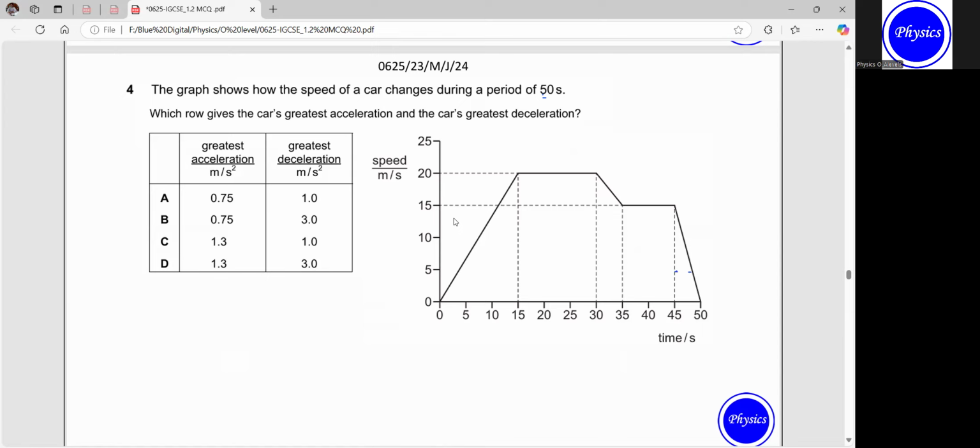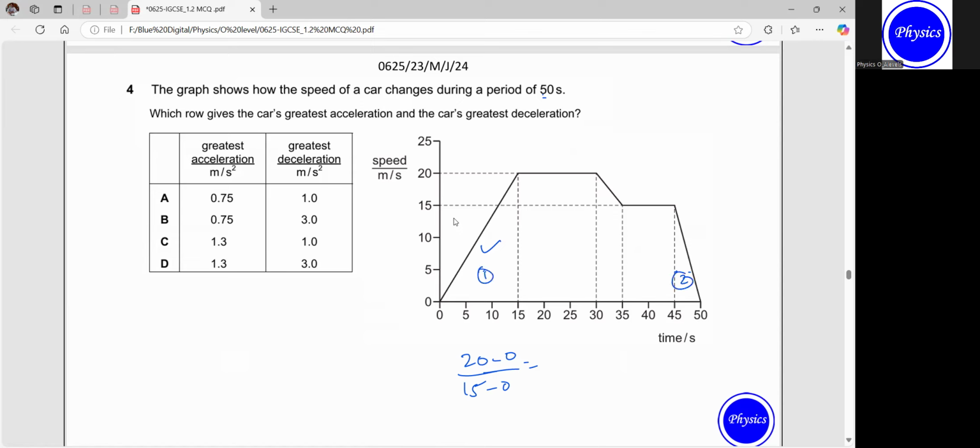Can you see here? The greatest acceleration is where the speed is increasing. Let us check this gradient. Gradient is 20 divided by 15. Actually, it is 20 minus 0 divided by 15 minus 0. That is the answer. So 20 divided by 15 is 1.3. Okay, so this is 1.3. And the greatest deceleration, I think this one. So this one is the greatest deceleration.